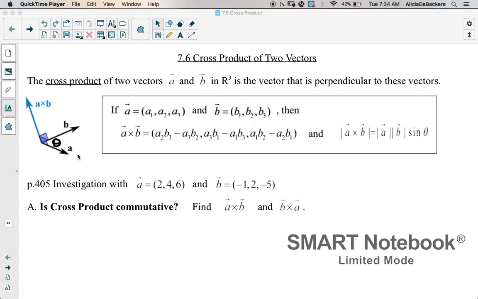You might recall that yesterday when we were doing dot product, we did a similar question where we found a vector that was perpendicular to both A and B. This is going to be one single operation that will give us that vector. So how does it work?